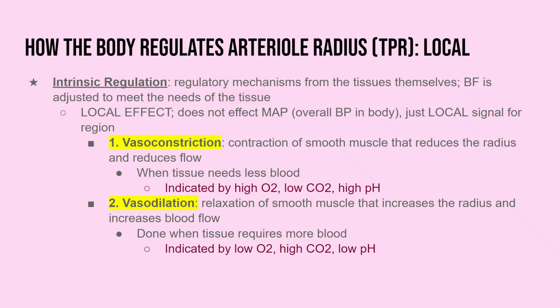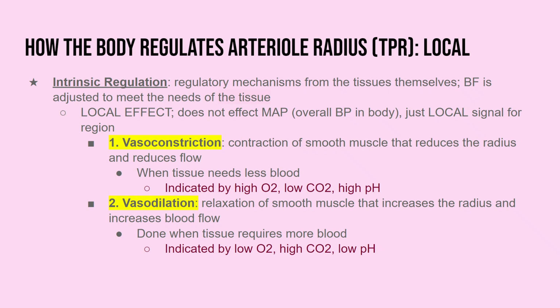Intrinsic regulation is at the more local level. It refers to mechanisms from the tissues themselves. Blood flow is adjusted just to meet the needs of some tissue that might need more blood perfusion. So it's a local effect, and it does not affect the overall blood pressure in the body. Two things that could happen to the arteriole during intrinsic regulation are vasoconstriction or vasodilation.